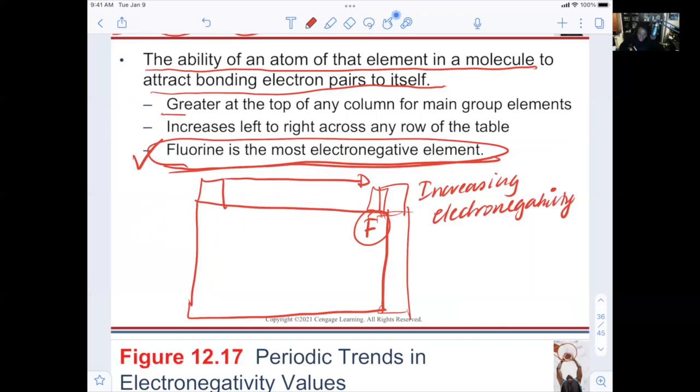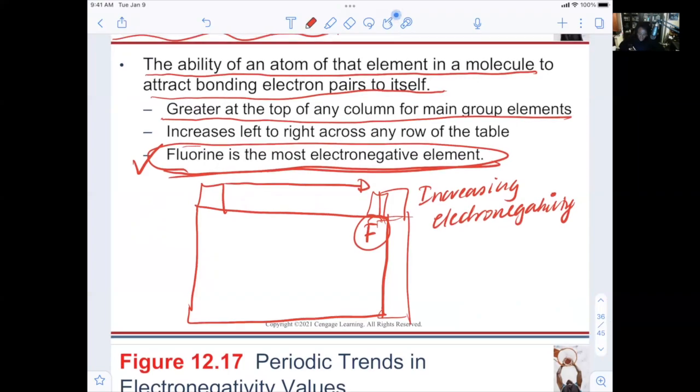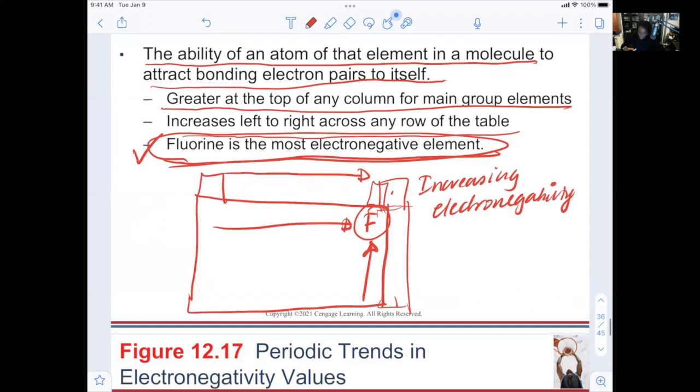Electronegativity is greater at the top of any column for main group elements. And electronegativity increases from left to right across any row of the table. So if you're going from bottom to top, towards fluorine, electronegativity increases. If you're going towards fluorine from left to right, it also increases, right? From bottom to top, it gets bigger. From left to right, it gets bigger. As long as you're going towards fluorine, it gets bigger, okay?